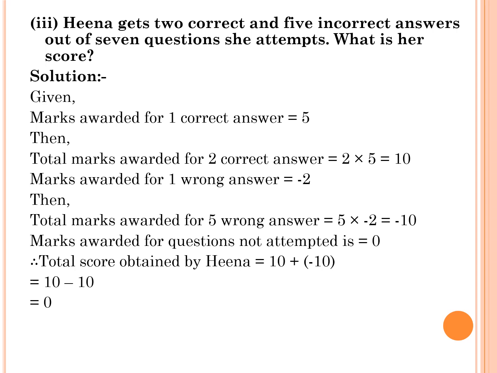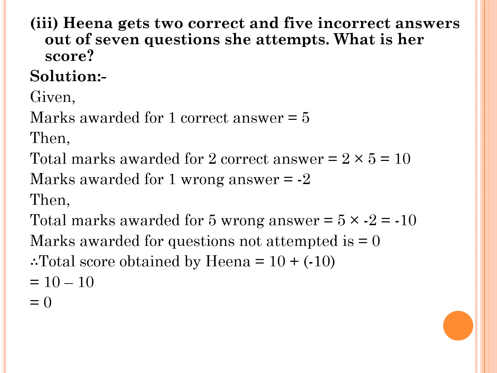Next case. Hina gets 2 correct answers and 5 incorrect answers out of 7 questions she attempts. What is her score? Solution. Given: marks awarded for 1 correct answer is 5. Then total marks awarded for 2 correct answers is 2 into 5 is equal to 10. Marks awarded for 1 wrong answer is equal to -2. Then total marks awarded for 5 wrong answers is equal to 5 into -2 gives you -10.